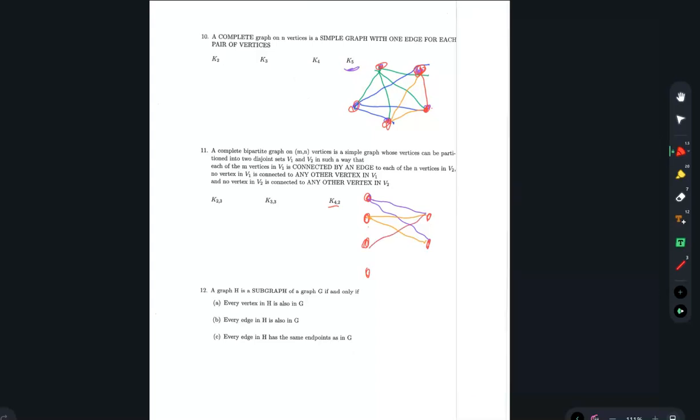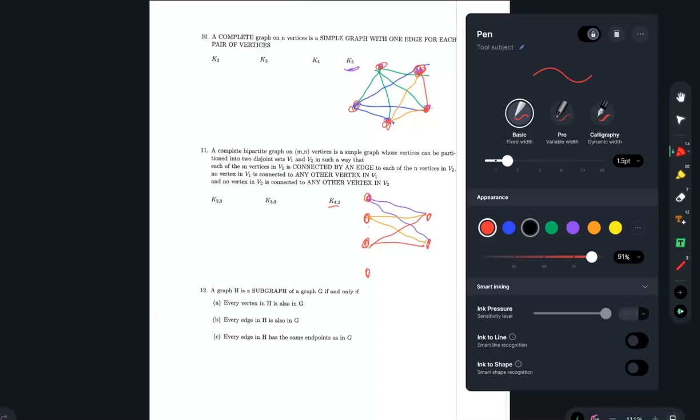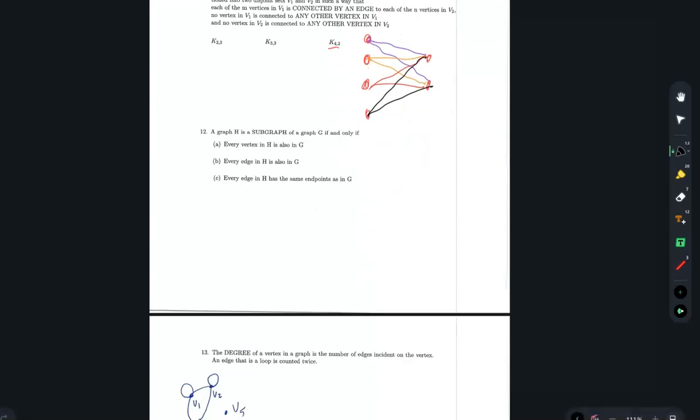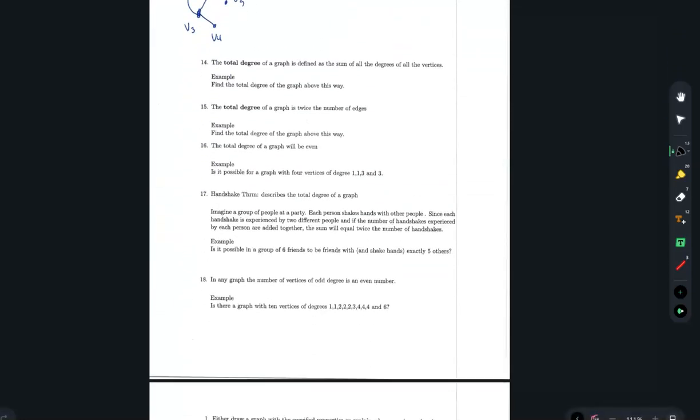So this vertex here, here, and here. And then last one, this vertex here, here, and here. So they're kept separate. All right, and the other one that I skipped in this section was this one.